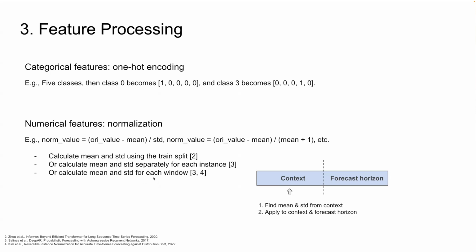And the last method of doing this normalization is, given each window, we'll be calculating the mean and standard deviation based on this context. So the first half, or the first 30 days if you're talking about our example from the last slide, and we'll apply it to the entire 40 days. So apply it to both the context and the forecast horizon.